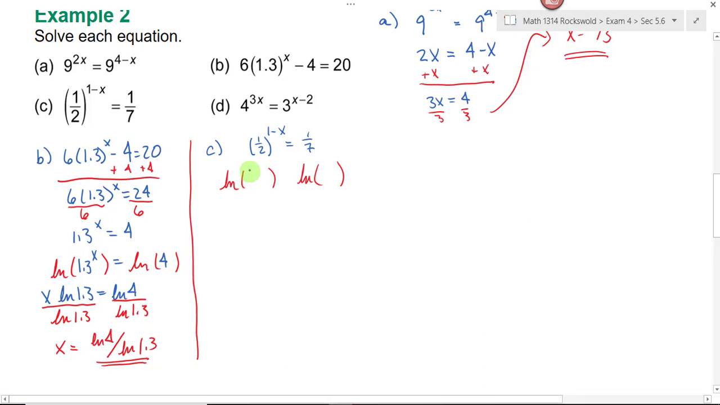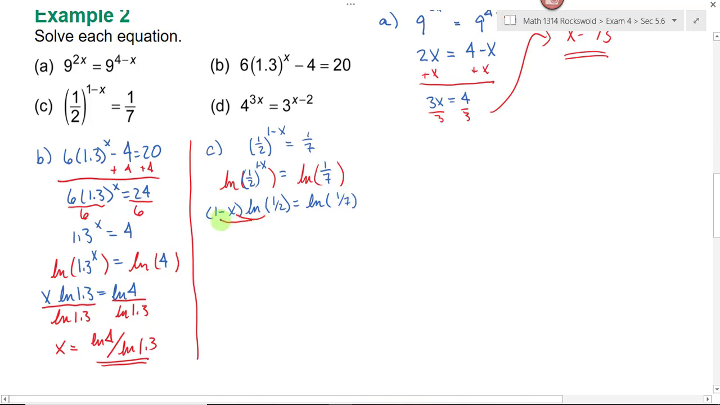So I'm looking at the natural log of 1/2 raised to the 1 minus x equals the natural log of 1/7. Now I can bring that 1 minus x out of the exponent, but make sure you put that in parentheses. The most common mistake that I see is students forget to put that exponent in parentheses when there's more than one term there, and then they forget to distribute, which happens to be our next step.